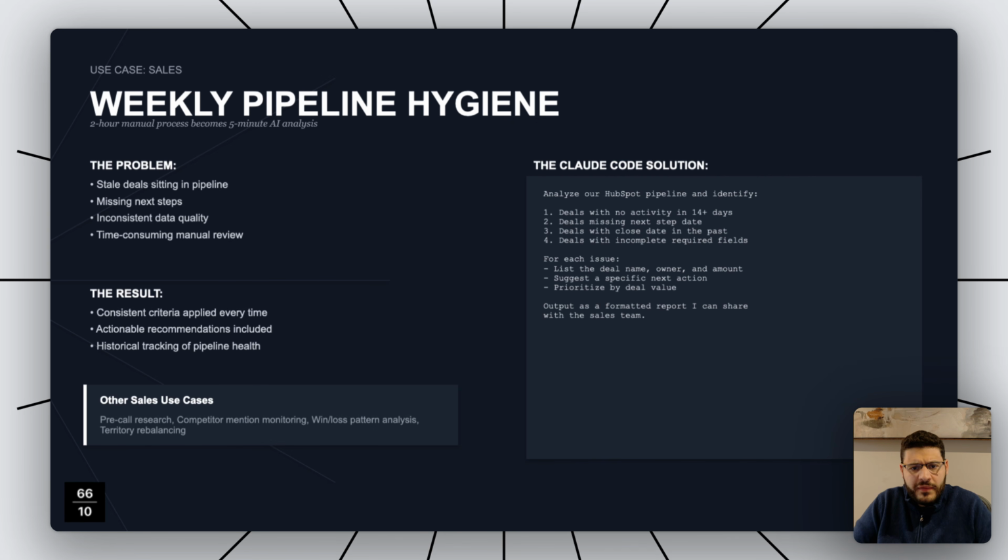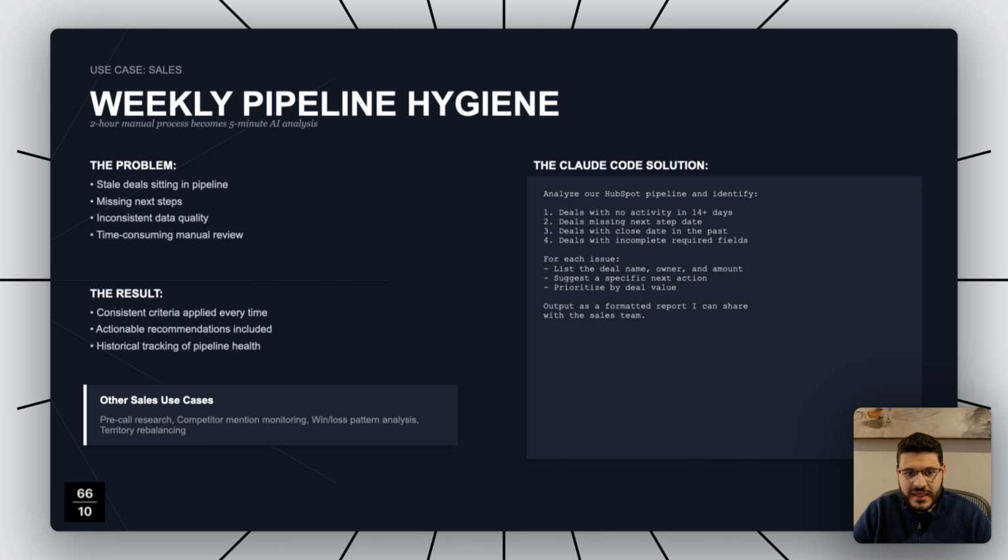So here are a couple of use cases. Now that we know all the different tools within our tool belt, here are some use cases that I've actually used with clients and built out. So a weekly pipeline hygiene, right? This is a 2-hour manual process that I've seen some teams spend more than 2 hours a week on, just working through different deals and cleaning it up, right? So the problem is there's sometimes a lot of stale deals.